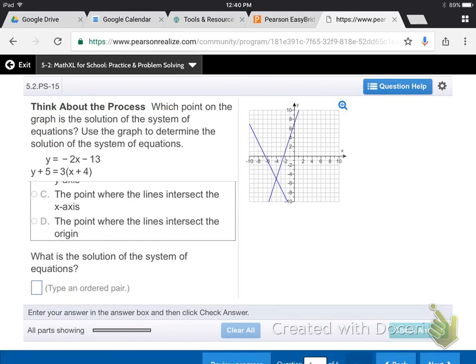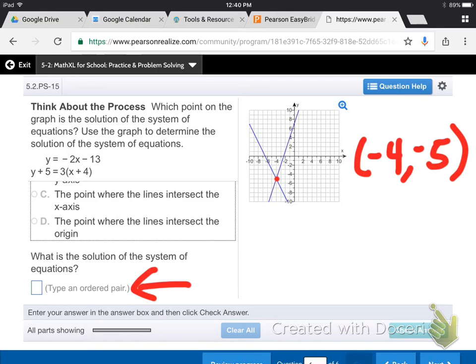And now it's asking us to type in an ordered pair for our answer. And so if we focus right there where the lines intersect, that looks like it is at -4, -5. Tell me if you agree about that.